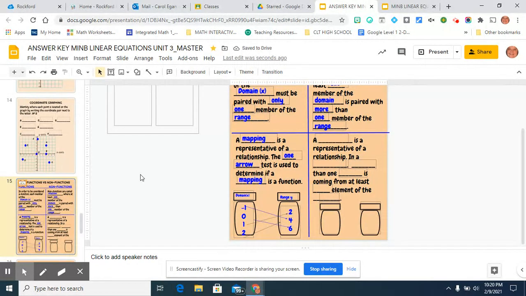So you'll notice that each one of the domain elements only has one arrow exiting from it. And this arrow here kind of got a little shortened. Hopefully we can extend it. Okay. So each element of the domain only has one arrow exiting its number.